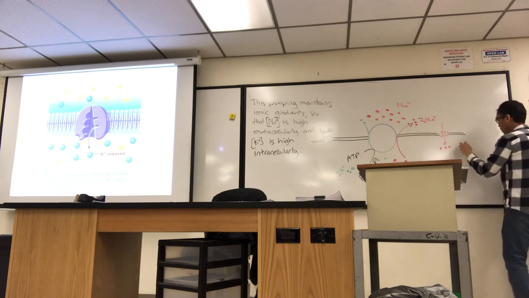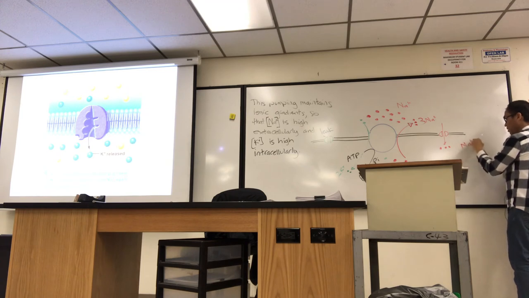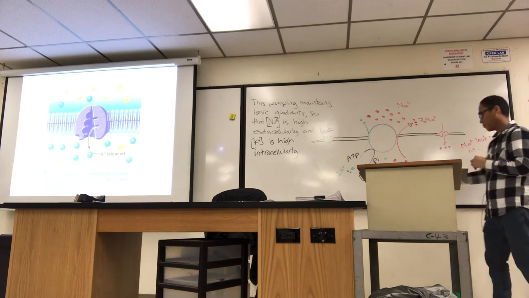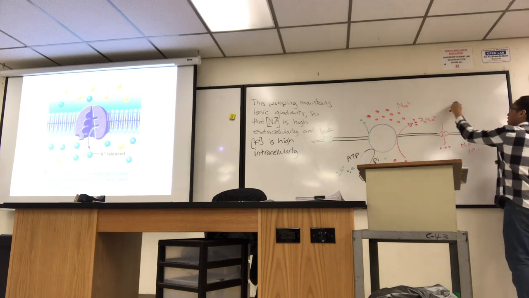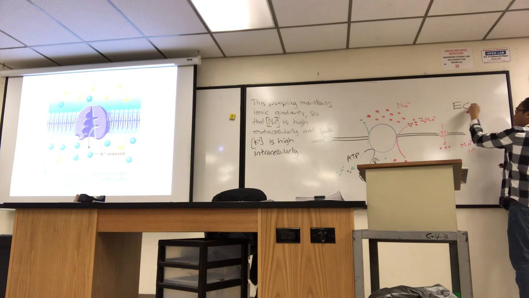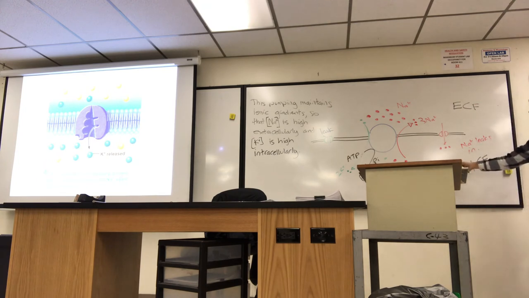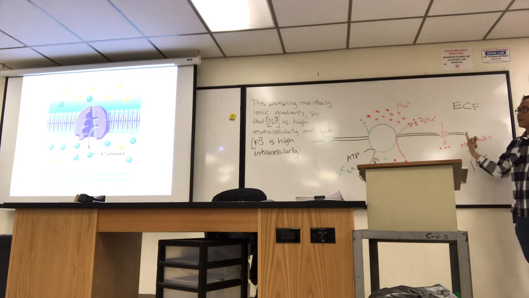Sodium leaks in. It's following its concentration gradient. Cells are permeable to sodium, and because sodium is usually higher in the ECF outside the cell, out here, ECF as opposed to ICF. I guess the bottom of the board is inside the cell. And sodium always leaks in because it's following its concentration gradient.